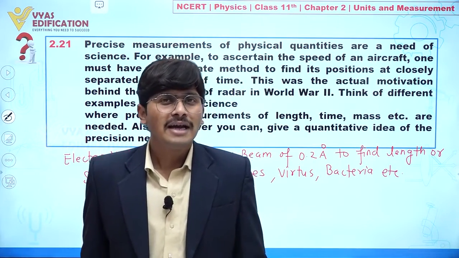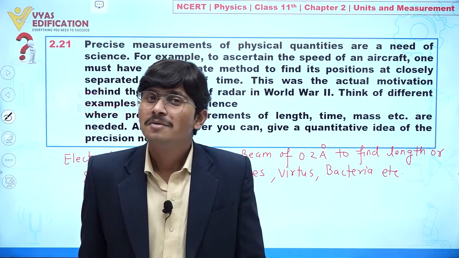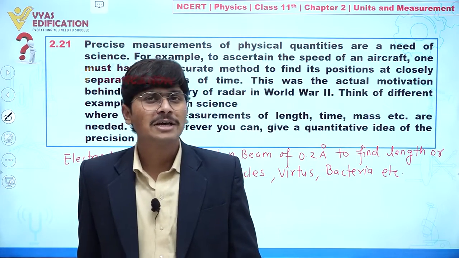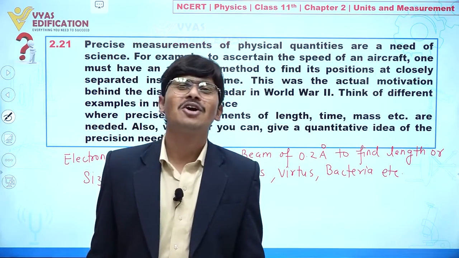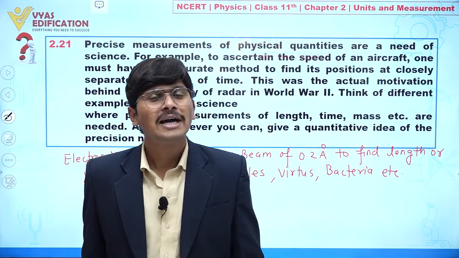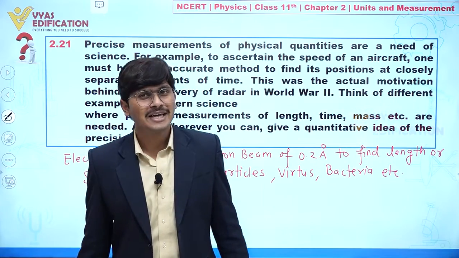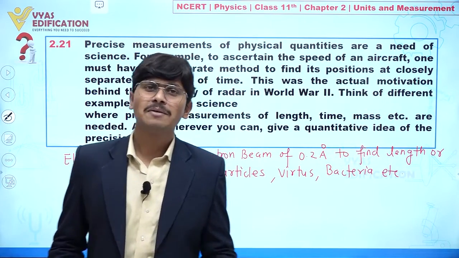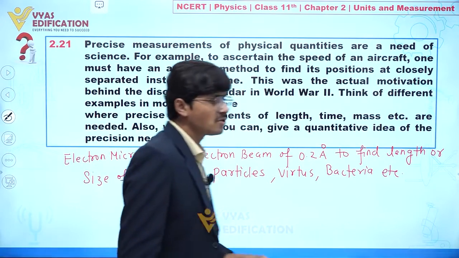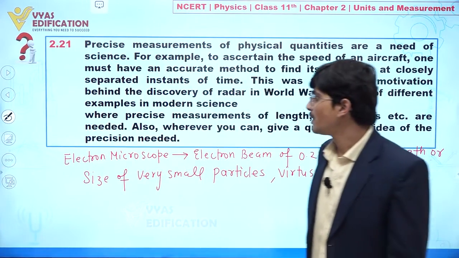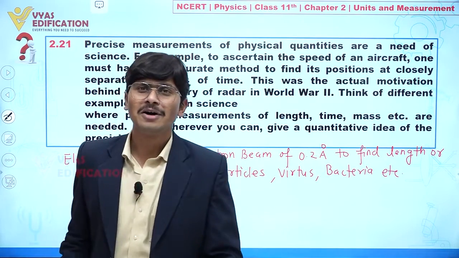You can see the main motivation behind precision measurement was World War II, because we wanted to find the exact position of an aircraft, due to which the origin of radar took place. So one example is already given in this question, and here we also propose one example related to modern science. So this is all about this question.